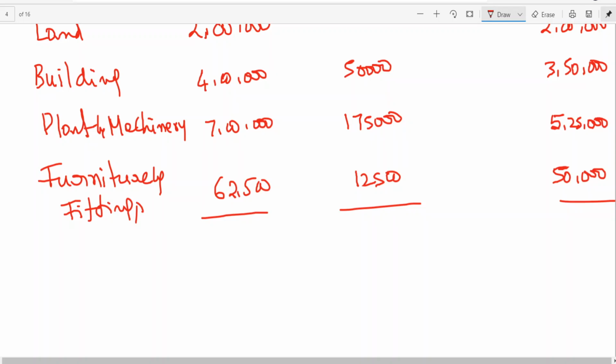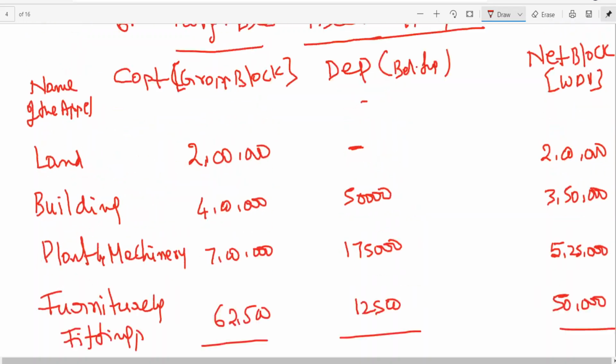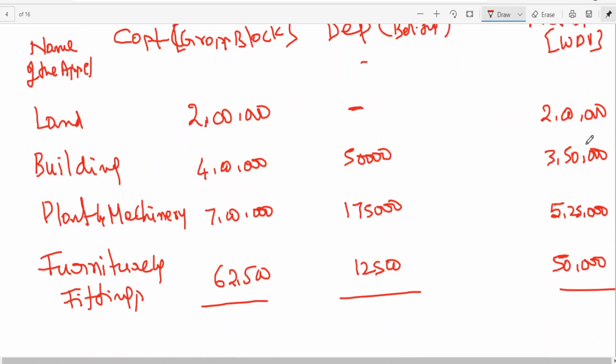Let me take the calculator, just a minute. 2 plus 4, 6, 6 plus 7, 13. 13 lakh 62,500. Okay, 7 plus 4, 11 plus 2, 13. 13 lakh 62,500. Now, 170 plus 50, 225, 225, 237,500. So 13 lakh 62,500.